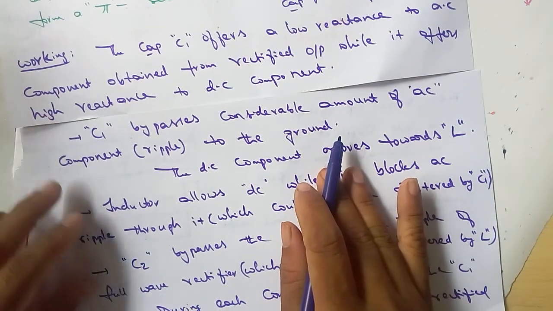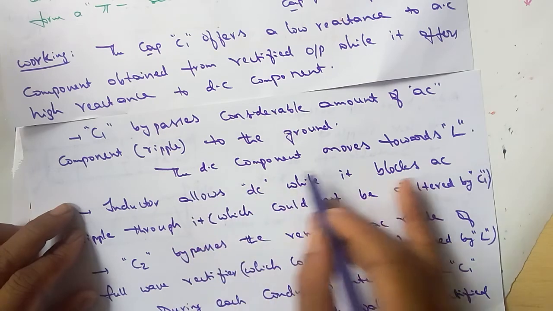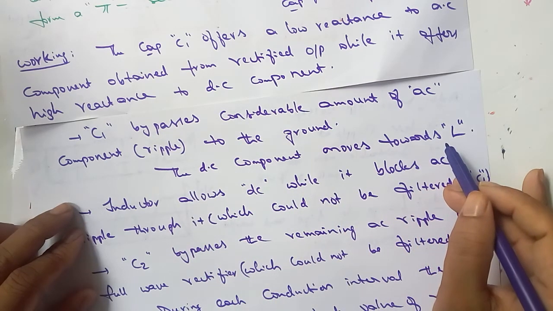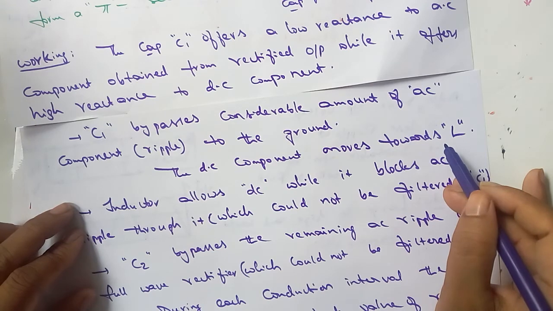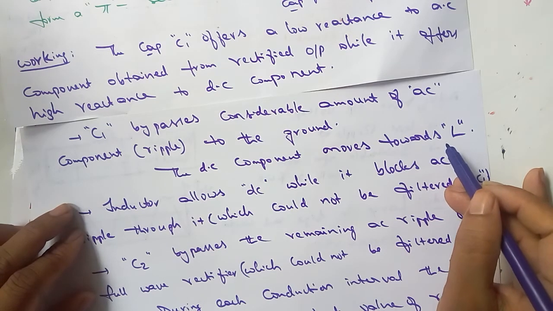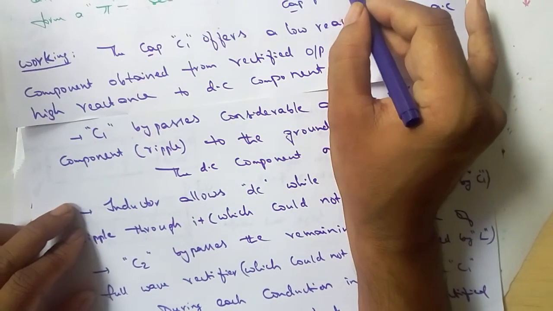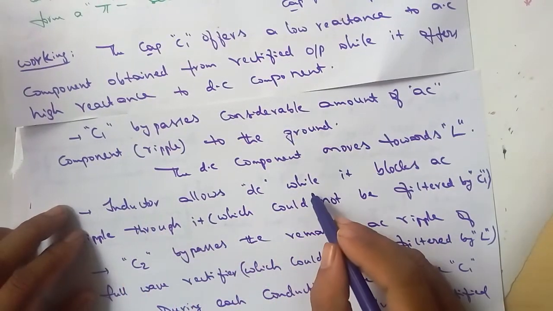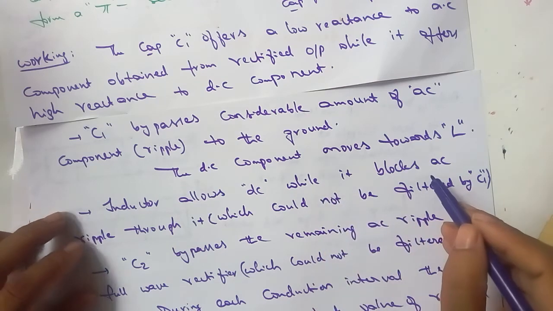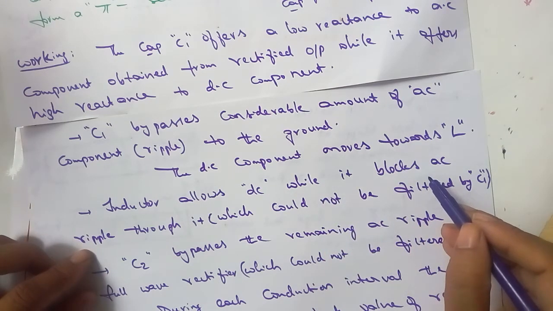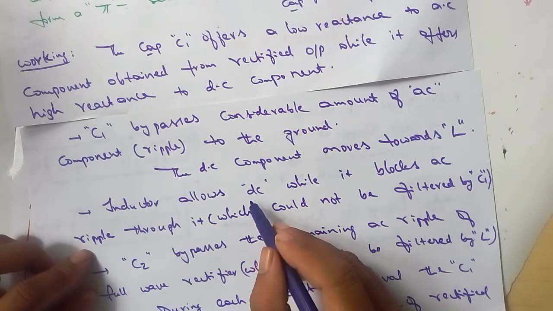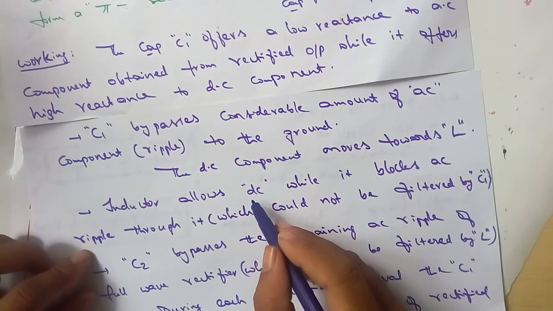Now, the DC component moves towards L. The DC component not allowed through the capacitor is allowed through the inductor L, right? So the inductor allows DC while it blocks AC. Why? Because it is a low reactance path for DC, completely reverse to a capacitor.